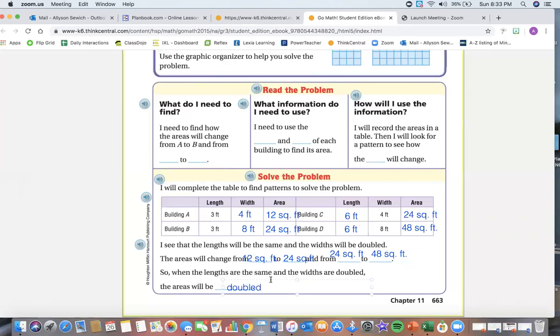So really, you guys, I know it seems like a lot of work and a lot of steps, but they're all things that you know how to do. You know how to find area. You know how to determine the lengths and the widths. Now it just comes down to breaking the problem up and solving that problem, okay? You guys are gonna do a great job.